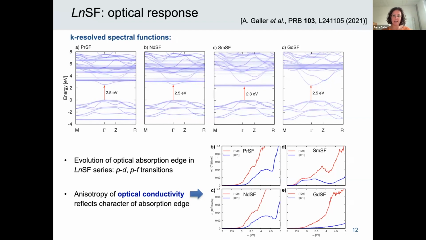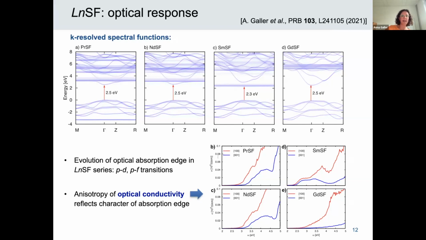And if you now look at it, you see already from a first glance that they are quite different, especially if you compare samarium fluorosulfide and gadolinium fluorosulfide. You see that in samarium fluorosulfide, the onset of the optical conductivity is around 2.5 eV, and it's very similar in 100 and 001 direction. While for gadolinium fluorosulfide, it's very different. There is mainly only linearly polarized light in 100 direction, which is contributing to the optical conductivity.